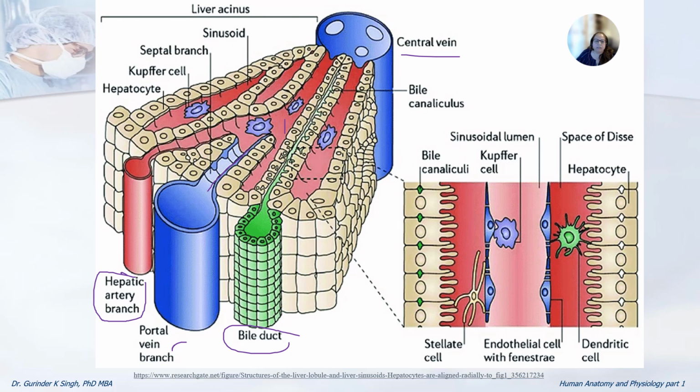This area is where the sinusoids are present, where the blood gets mixed up, and then changes into venous blood and goes in there. And the hepatocytes produce the bile, and then the bile is collected in between, what we call the canaliculi. So there's another slit between the two rows of the hepatocytes, and then it moves towards this bile duct.